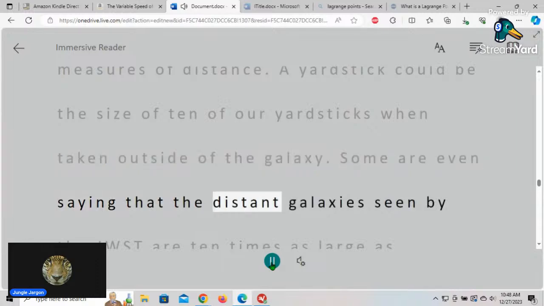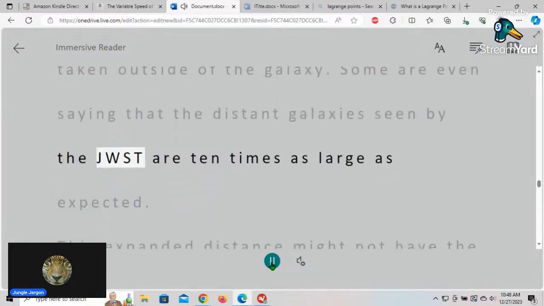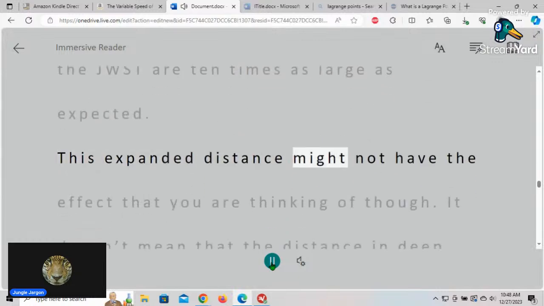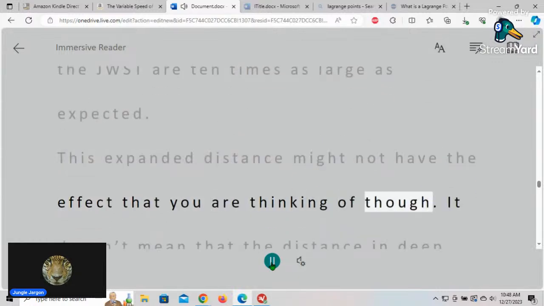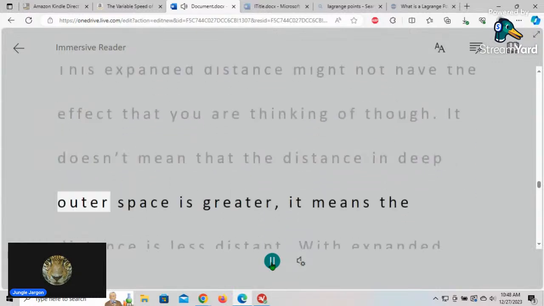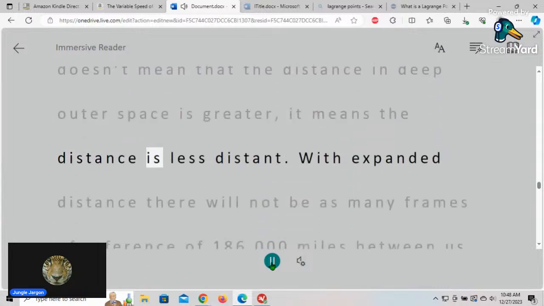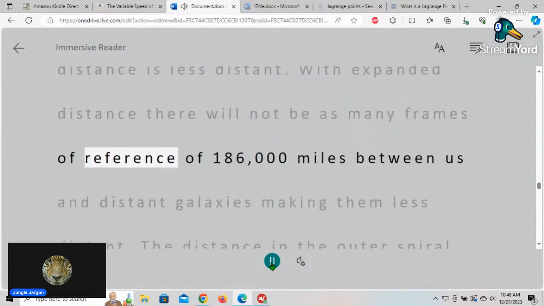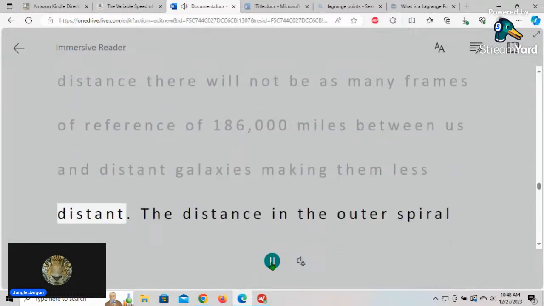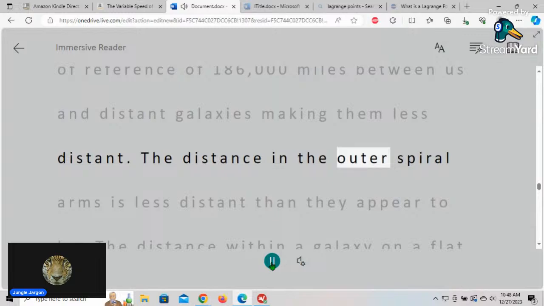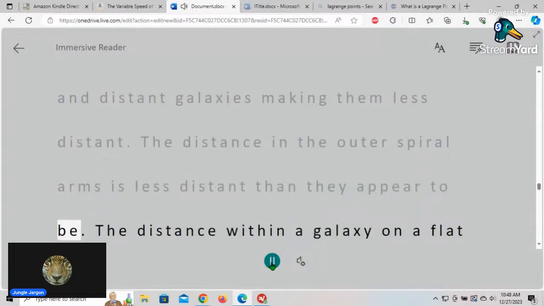Some are even saying that the distant galaxies seen by the JWST are 10 times as large as expected. This expanded distance might not have the effect that you are thinking of, though. It doesn't mean that the distance in deep outer space is greater, it means the distance is less distant. With expanded distance, there will not be as many frames of reference of 186,000 miles between us and distant galaxies, making them less distant. The distance in the outer spiral arms is less distant than they appear to be.